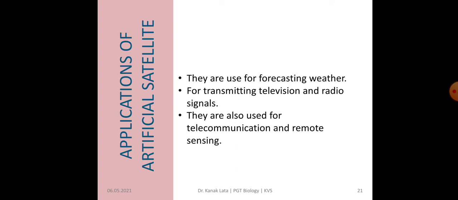Now it is about application of artificial satellites. Why are they launched? What is the benefit of artificial satellites? There are a lot of applications of artificial satellites. Artificial satellites are used for weather forecasting to know what type of weather is going to be. They are also used for transmitting television and radio signals. They are also used for telecommunication and remote sensing.